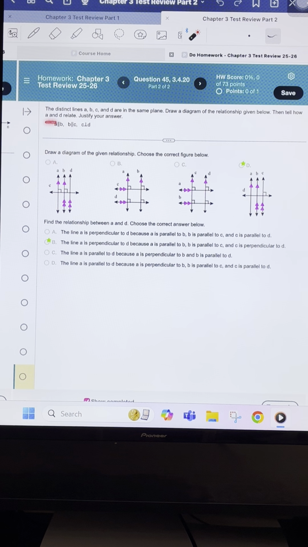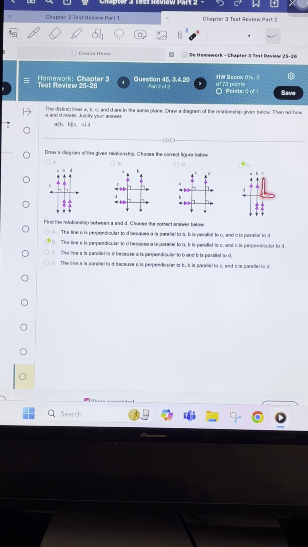So now, the distinct lines A, B, C, and D are in the same plane. Draw a diagram of the relationship given below, then tell how A and D relate. If we look at these diagrams, we need to find the one where A and B are parallel, B and C are parallel, and C and D are perpendicular. So here we have that A is parallel to B, so that's good here. Then we have that B is also parallel to D, but they never once said B is parallel to D, so this one's wrong. You can go through all of these, and the only one that is correct is D.